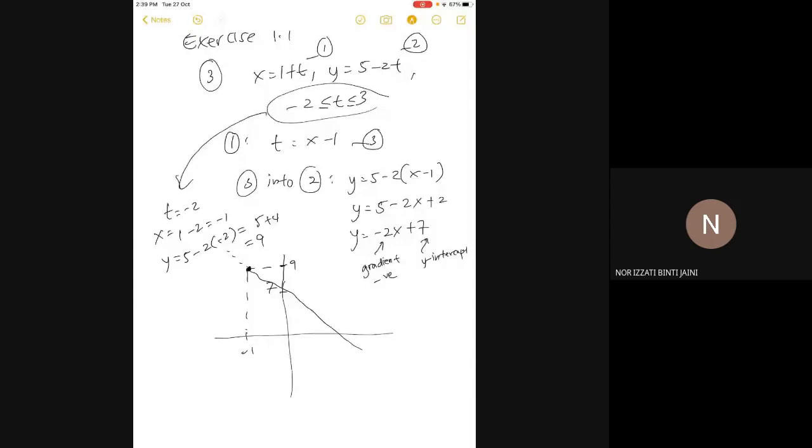Here ni apa? Masukkan pula t equals to 3. If t equals to 3 then x equals to 1 plus 3 which is 4. Y equals to 5 minus 2 times 3 which is -1. So -1 kat sini. And then this is 4. Tu saja. So daripada -2 ke 4, so dia akan jadi dari atas ke bawah. Okey, soalan tu pun tunjuk bawah ke atas kan? Sepatutnya atas ke bawah, -2 ke 3.